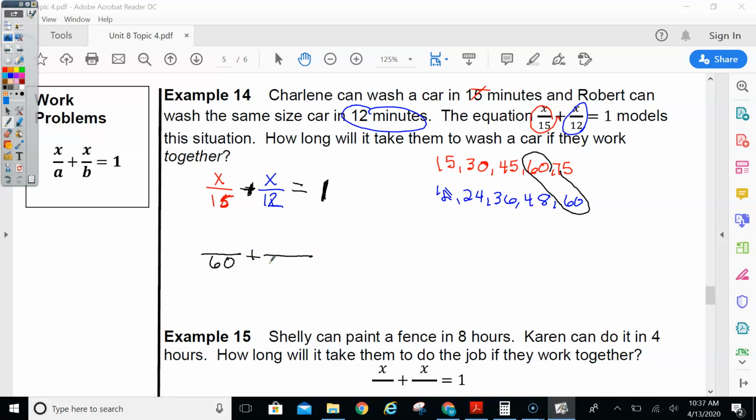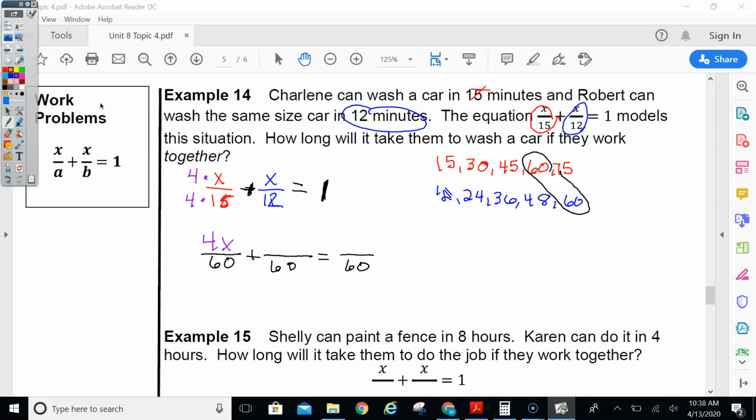Plus 60. And I actually want to make this one 60 as well. So making all the denominators the same. So then I got to ask myself, what do I multiply 15 by to get 60? Well, that's 1, 2, 3, 4. I got to multiply it by 4. But whatever I do to the bottom, I have to do to the top as well. So this is 4x up here.